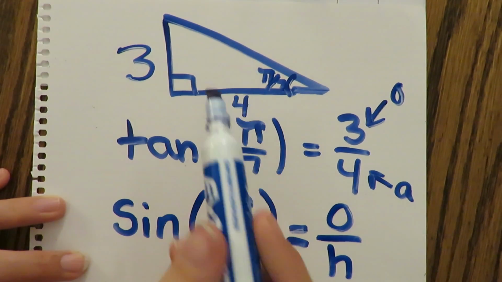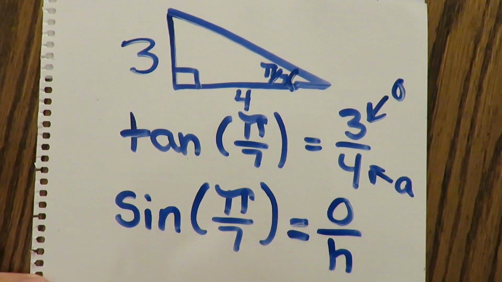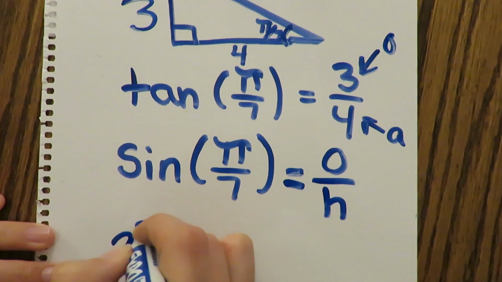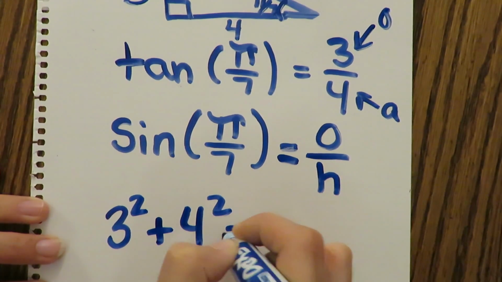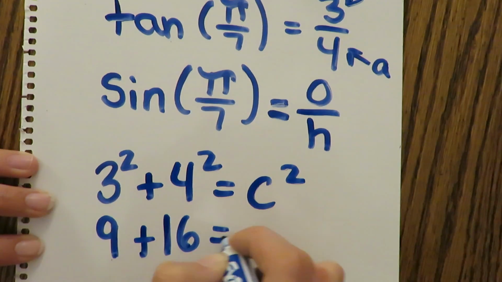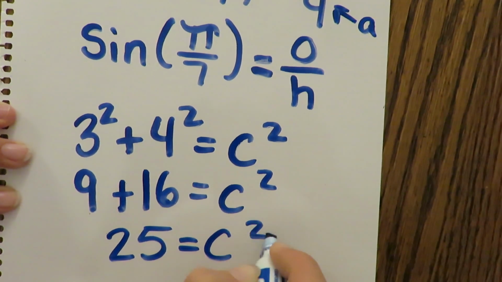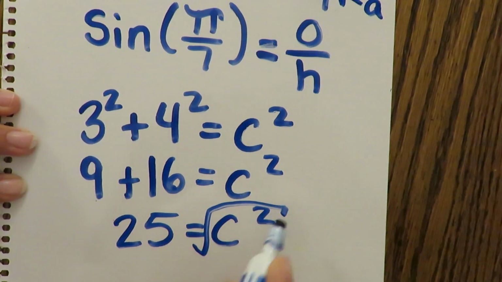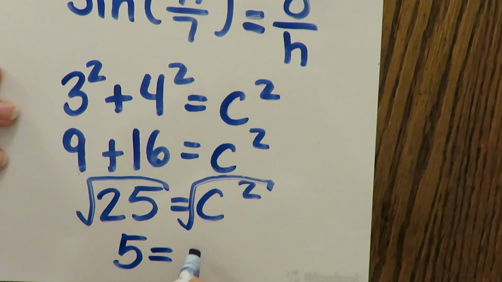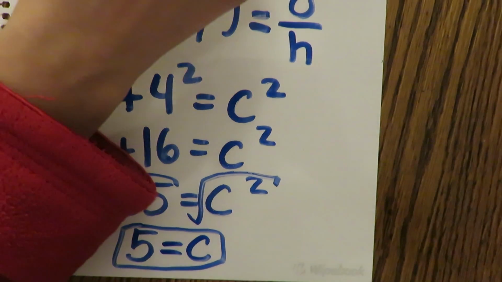But because it's a right angle triangle, I do have a strategy to figure out that length of that hypotenuse. I can use a squared plus b squared equals c squared and know that 3 squared plus 4 squared is c squared. In other words, 9 plus 16 equals c squared. So 25 equals c squared. To get rid of that squared, square root both sides. The square root of 25, the positive version, is 5. So that tells me that c, or my hypotenuse, is 5.